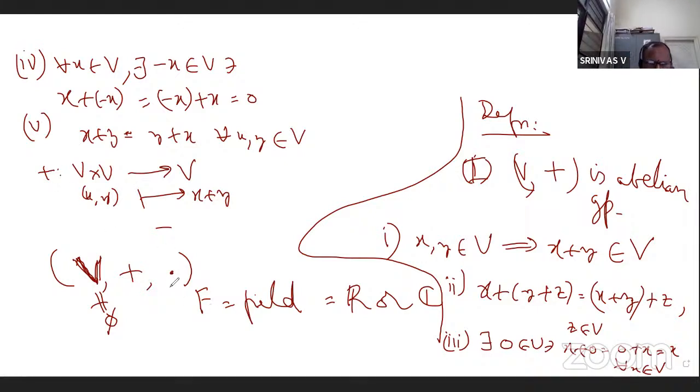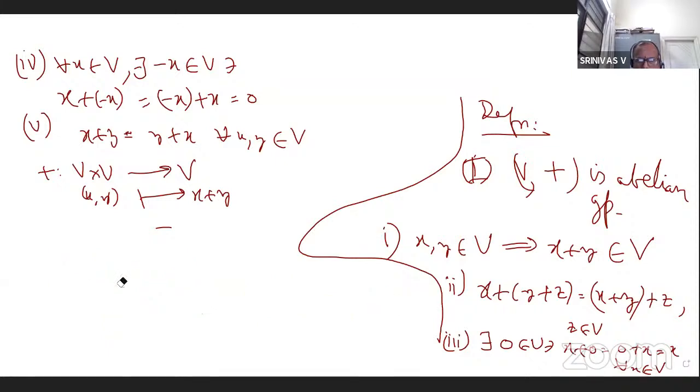Then we want a dot to be scalar multiplication on V. We define it as follows. We want scalar multiplication dot to be a function from F cross V into V.